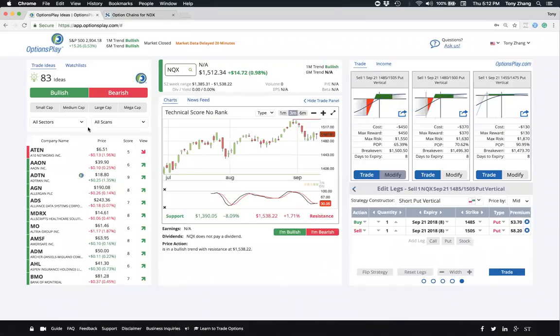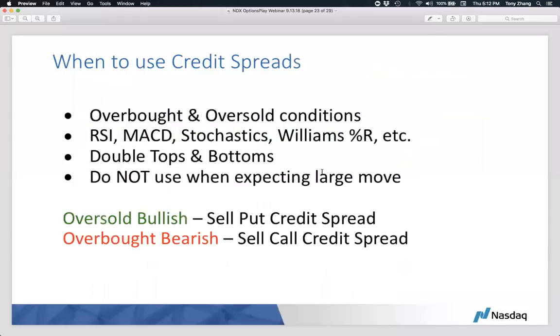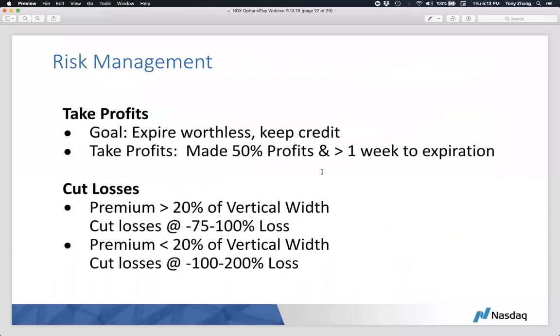Which product is very liquid in bid-ask spreads, and how do you manage the trade if it goes against you? So, like I said, the NDX is more liquid in terms of bid-ask spreads. As for how to manage them, that's really what I was covering in this particular slide: taking profits early if you've made more than 50% profits and you have at least a week to go, and cutting your losses. It's a different strategy depending on whether you're selling high probability credit spreads or low probability credit spreads. There are different ways to manage your risk on the downside, and these are the general rules of thumb for doing that.